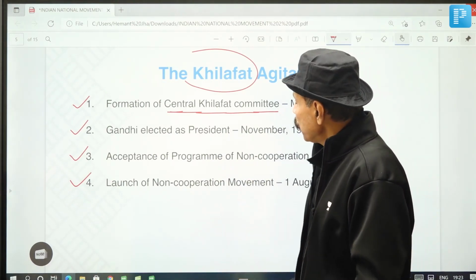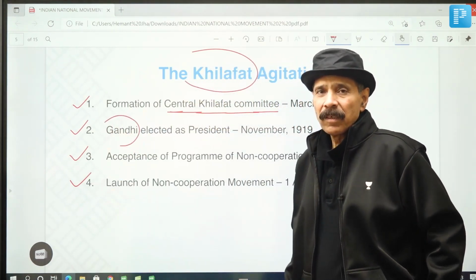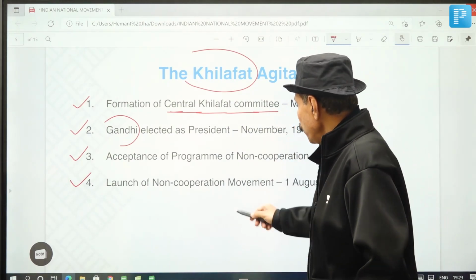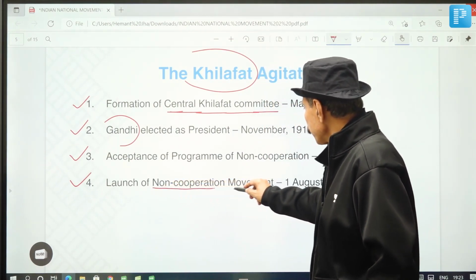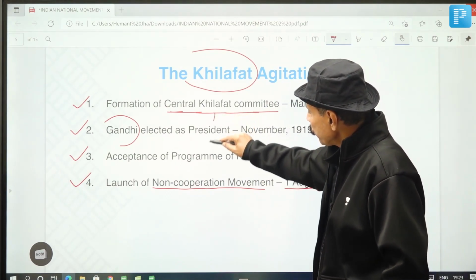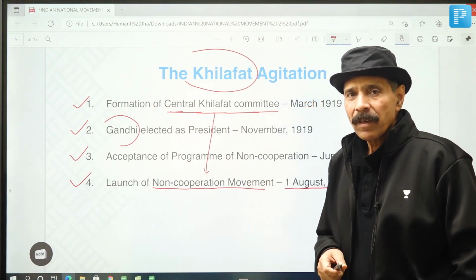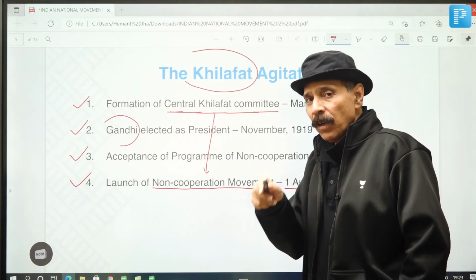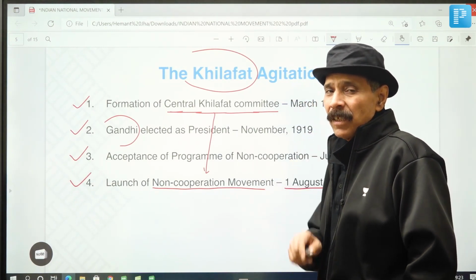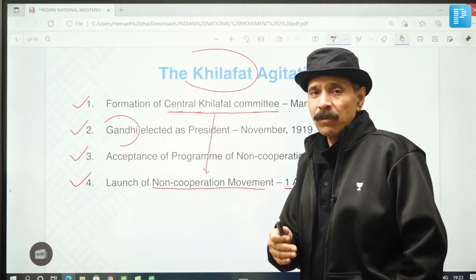And then you have come to know that Gandhi was elected as the president. This means Gandhi supported the Khilafat issue. And the non-cooperation movement launched on 1st August 1920 on this platform is known as Khilafat movement. Now I'm moving on to the non-cooperation movement. And then I will distinguish the difference between the non-cooperation movement from this platform and the non-cooperation movement I am going to talk about.